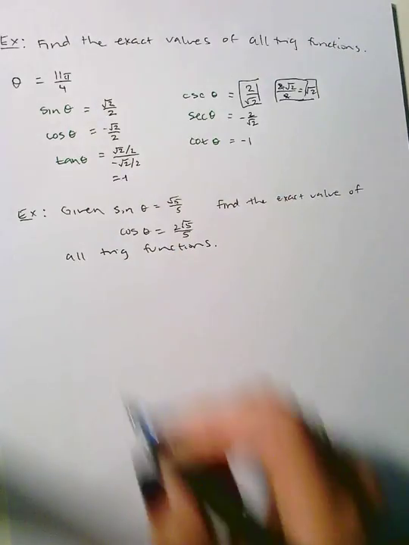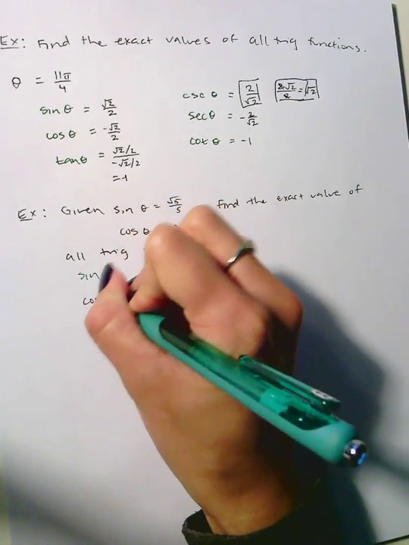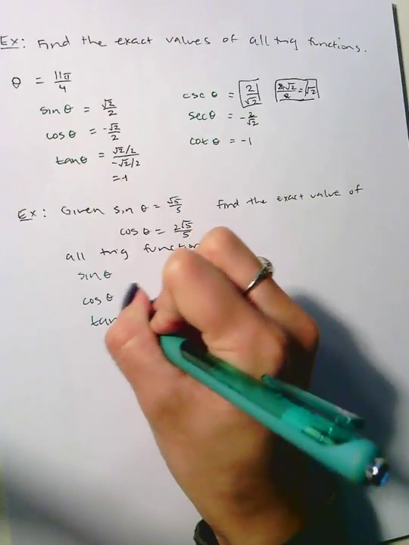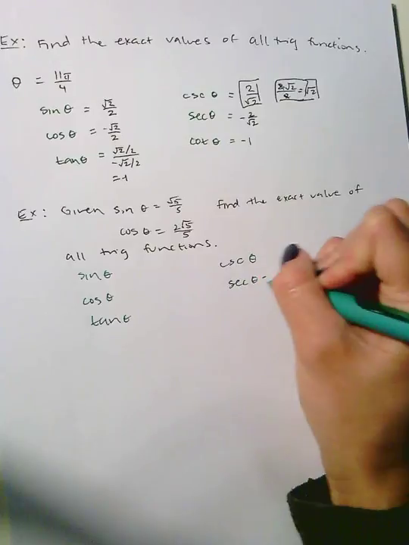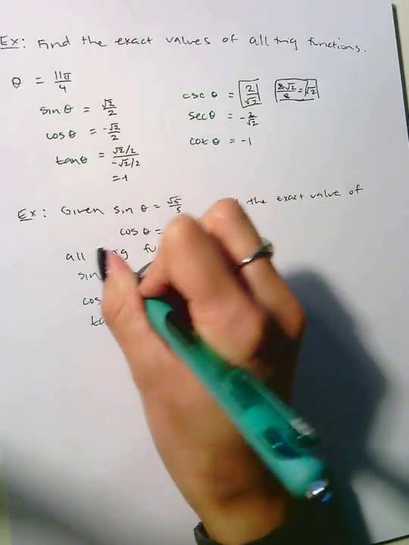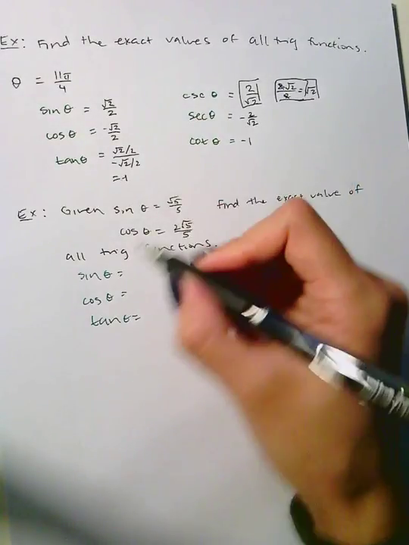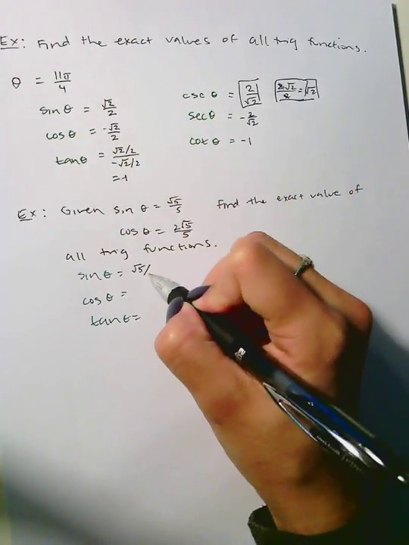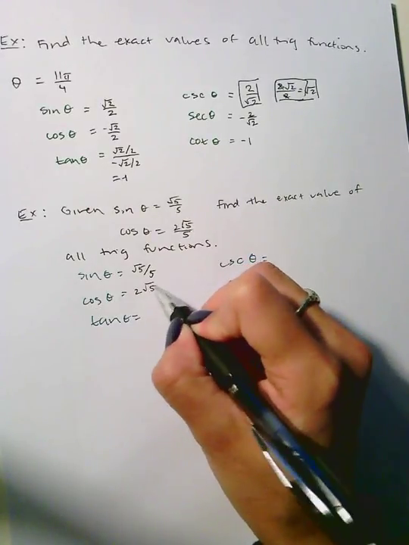So we're looking for sine of theta just like before. We're looking for cosine of theta, tangent of theta. We're looking for cosecant of theta, secant of theta, and cotangent of theta. And some of these are actually already given to us within the problem. So we know that sine of theta is radical 5 over 5. Cosine of theta was also given, 2 radical 5 over 5.